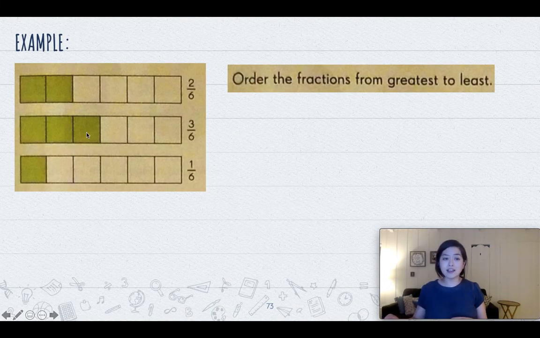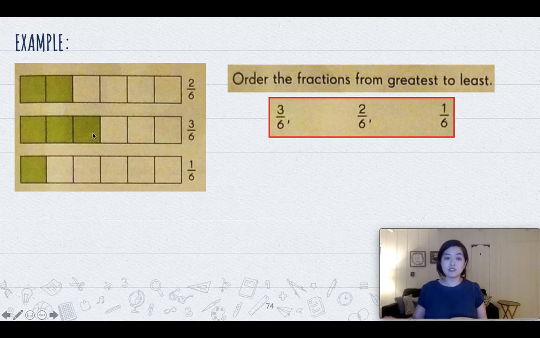I see that this is shaded more than this, which is shaded more than this, right? So we're going to order from greatest to least. So 3/6 is greater than 2/6, which is greater than 1/6. So this is the order from greatest to least. 3/6 is the greatest, 1/6 is the least, 2/6 is between 3/6 and 1/6.